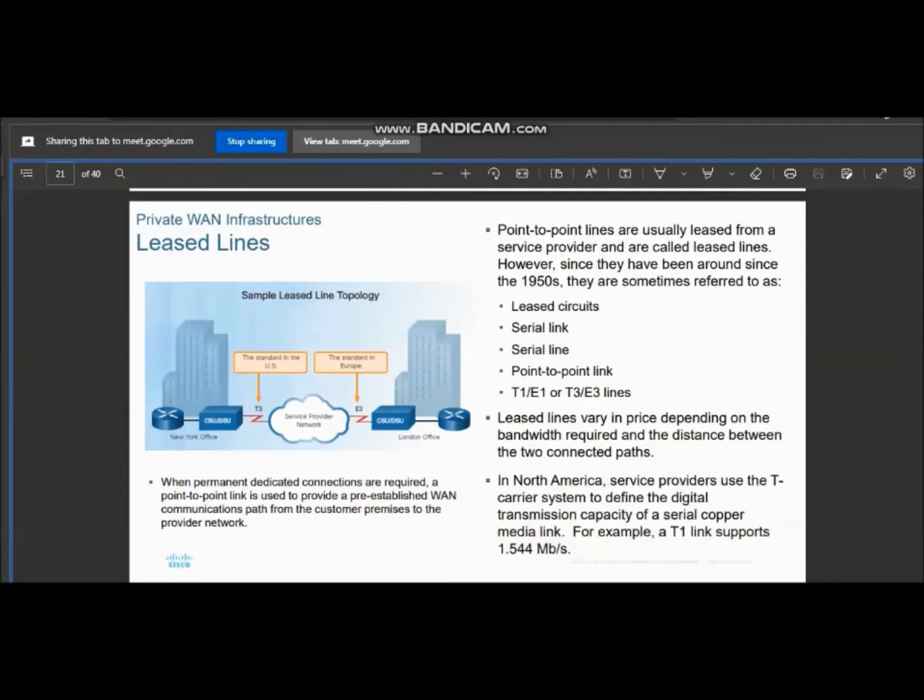Next is the leased lines. Leased lines vary in price depending on the bandwidth required and the distance between the two connected points. When permanent dedicated connections are required, a point-to-point link is used to provide a pre-established WAN communications path from the customer premises to the provider network.